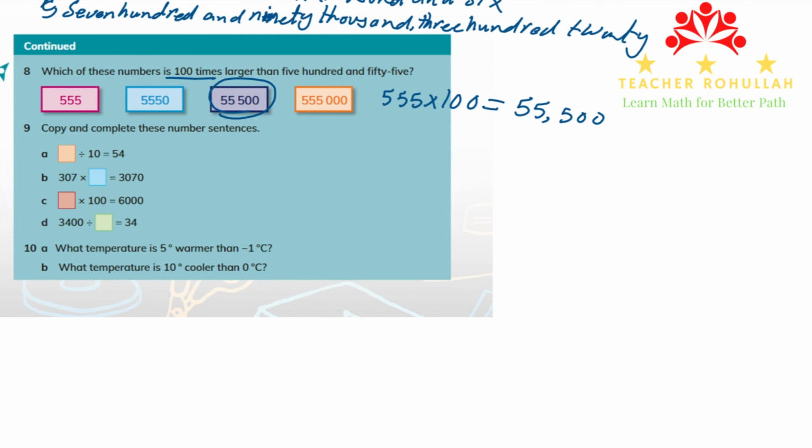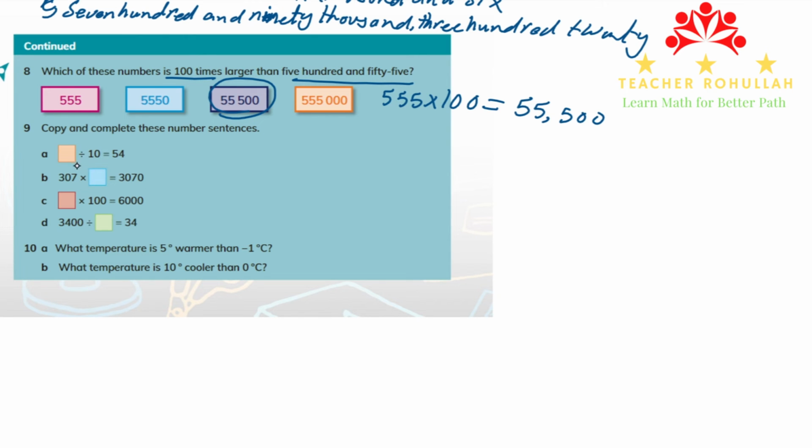As the question says, which of these numbers is 100 times larger than 555? This is the number which is 100 times larger. We are done with question 8 as well. So in question 9, we have copy and complete these number sentences. Because I'm solving here, I don't need to copy, I just solve it.